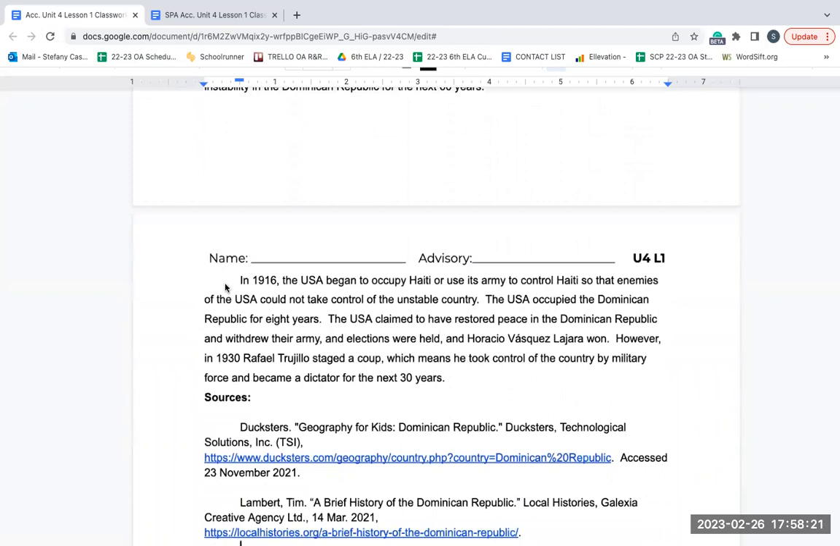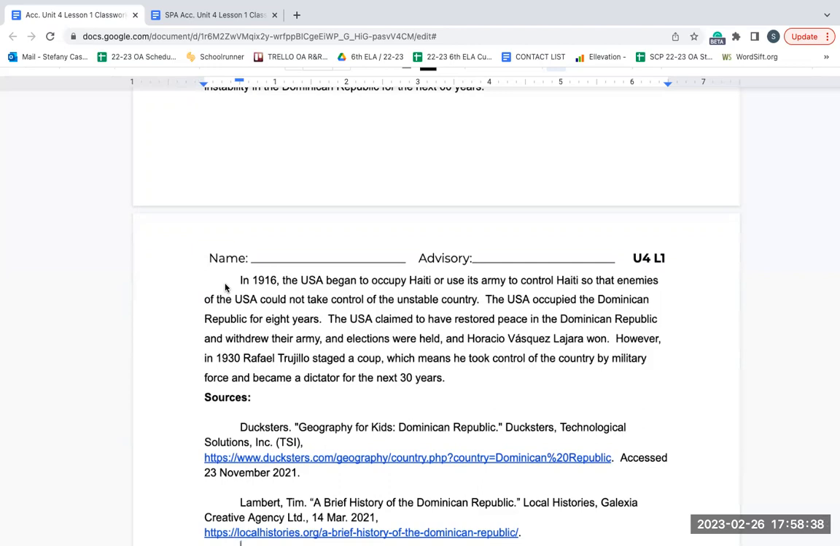In 1996, the USA began the occupancy of Haiti, or used its army to control Haiti, so that enemies of the USA could not take control of the unstable country. The USA occupied the Dominican Republic for 8 years.